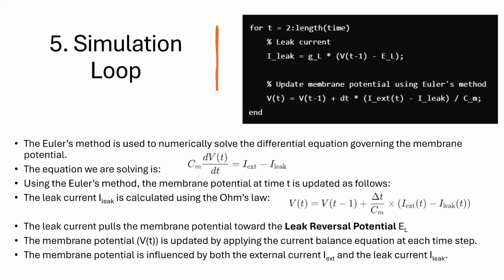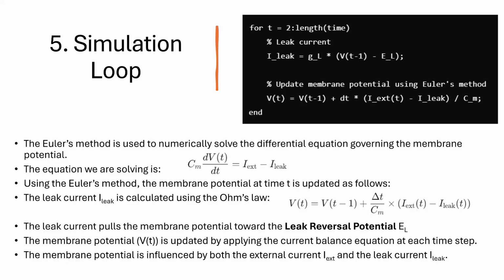Now let's go to the simulation loop. This is the core of our simulation. To solve the equation, we use Euler's method, which is used to numerically solve the differential equation governing the membrane potential. The equation we are solving is: the membrane capacitance times the derivative of the membrane potential with respect to time equals the external current minus the leak current.